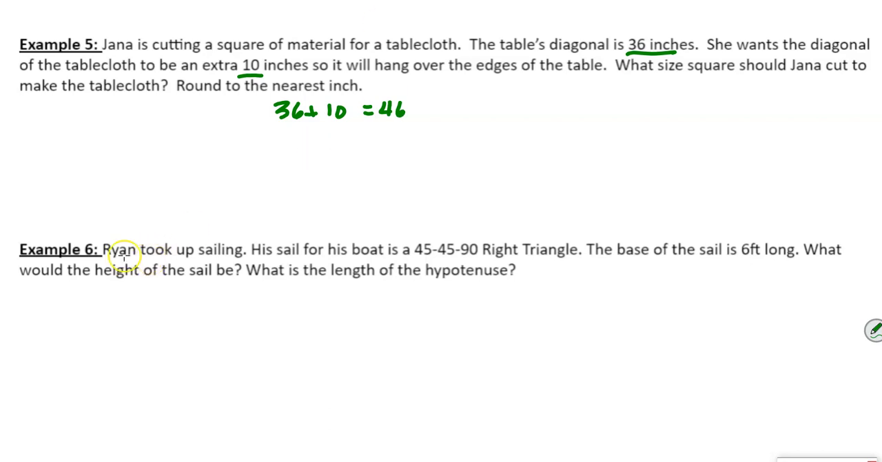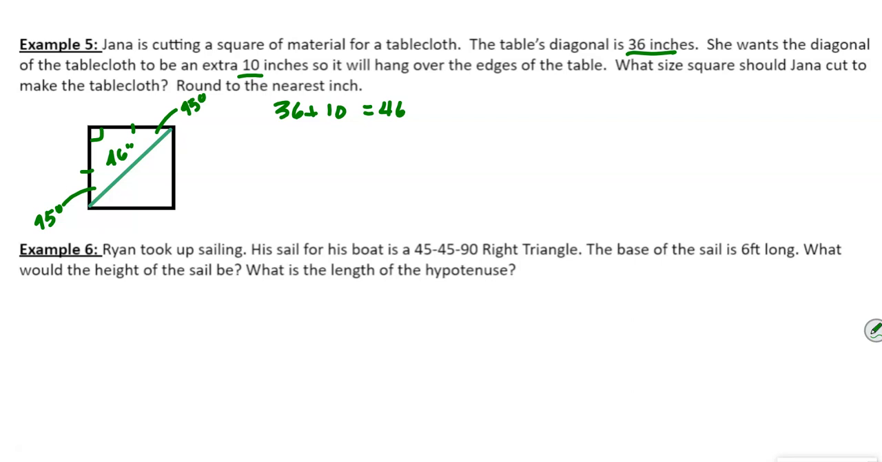So I'm going to draw a square here. I drew a square and I'm going to make the diagonal 46. Once again, there's a right angle there. Obviously this would be a 45-degree angle and this would be a 45-degree angle, right? So that means these two sides would be the same. I'm just going to put inches on that. Then it says, what size square should Jana cut to make the tablecloth, rounded to the nearest inch?